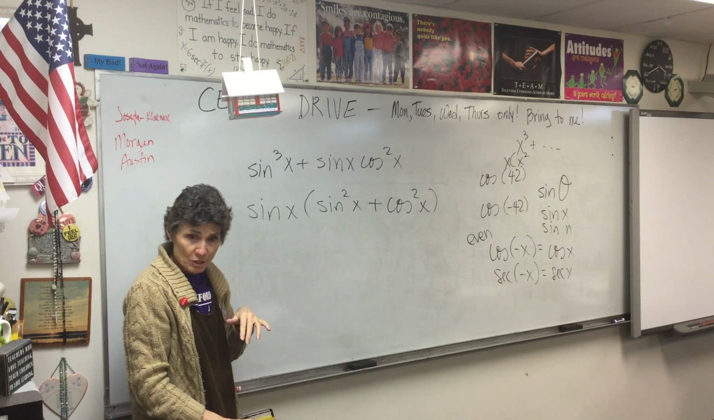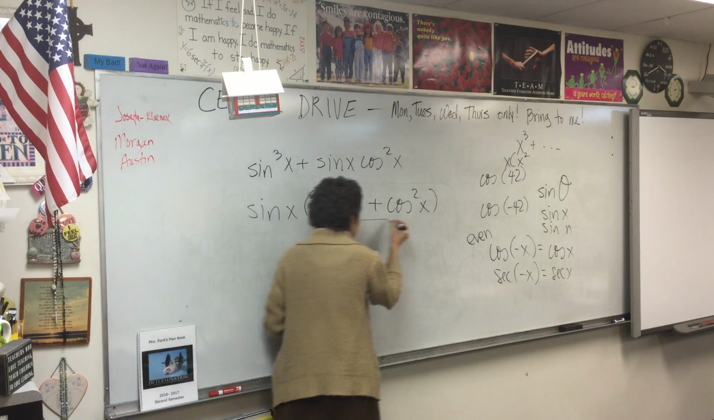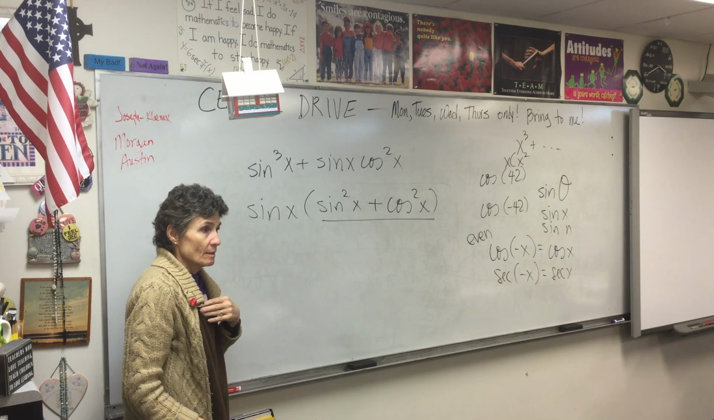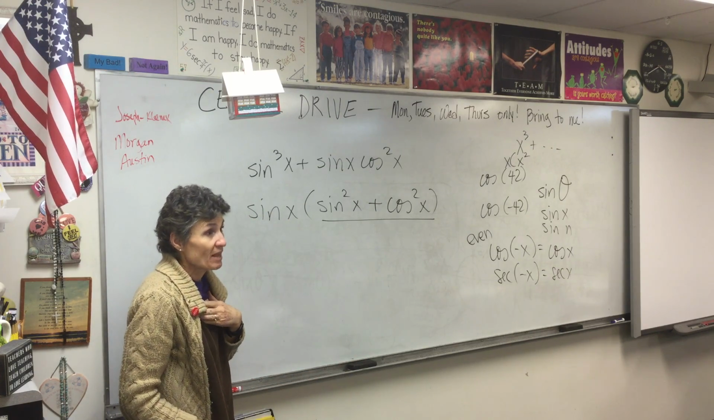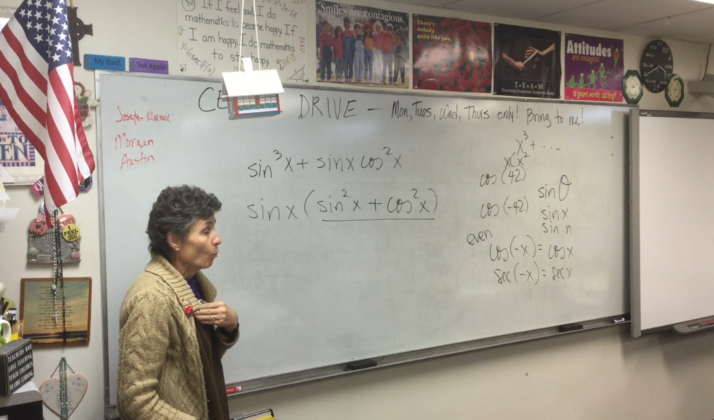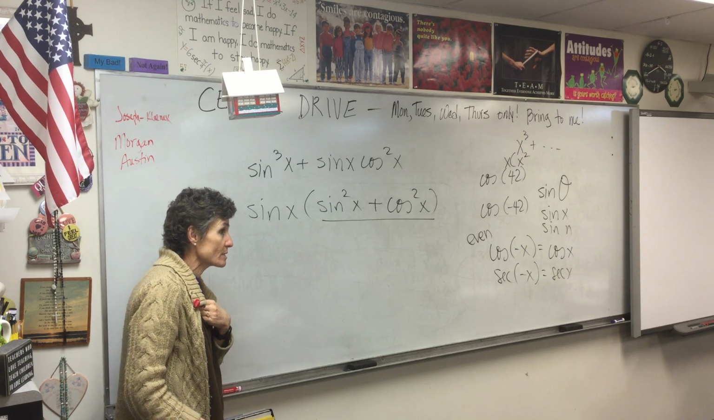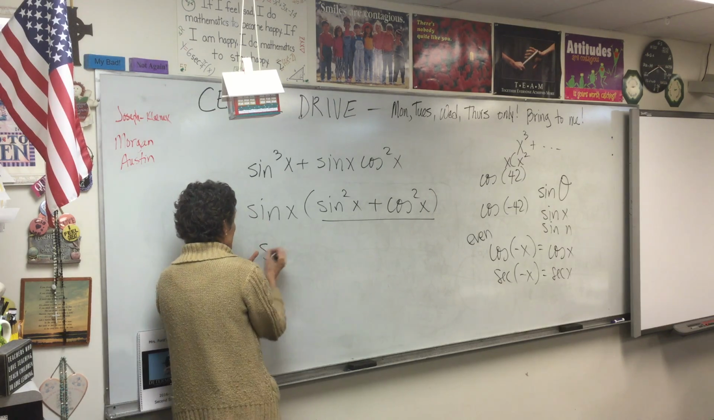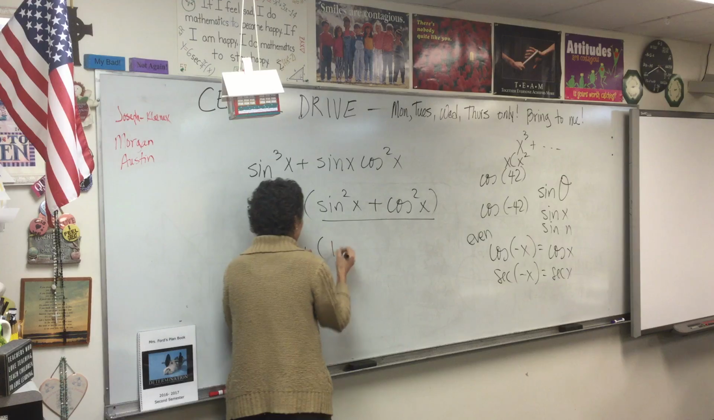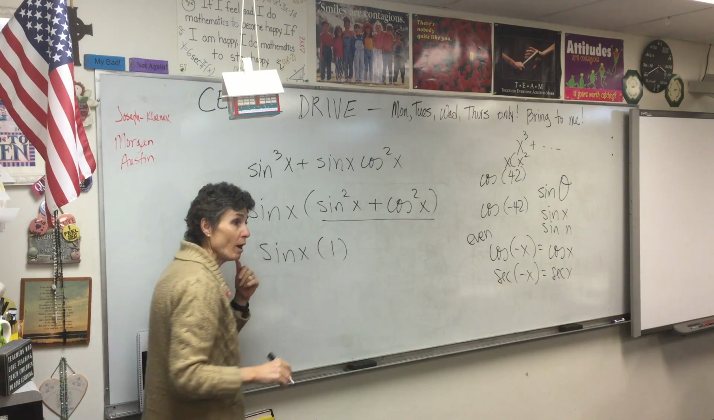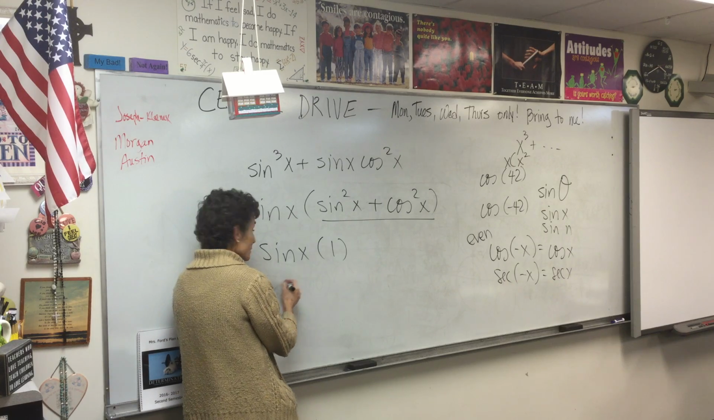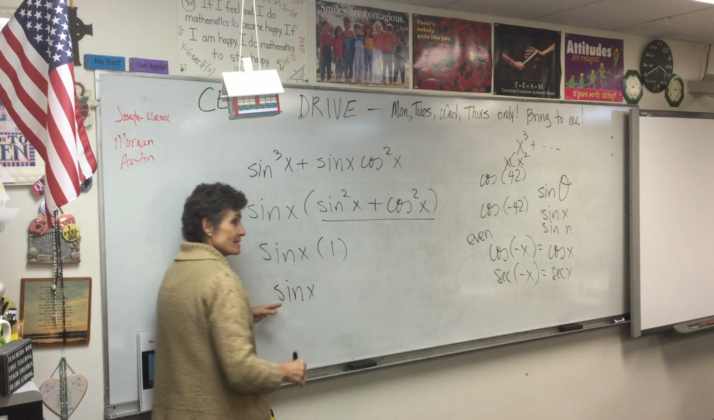Now look on your green sheet. I think this is there. What is that? They're squared, so it's a Pythagorean identity. What is sine squared plus cosine squared? 1. Oh my gosh. So I got my sine, and all of that is just 1. So what does this simplify down to? Just sine x. That's it.